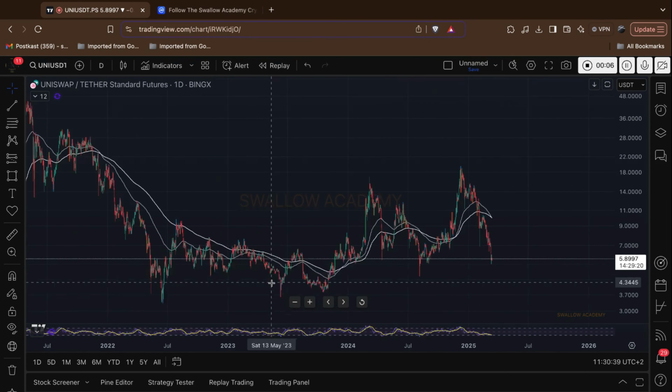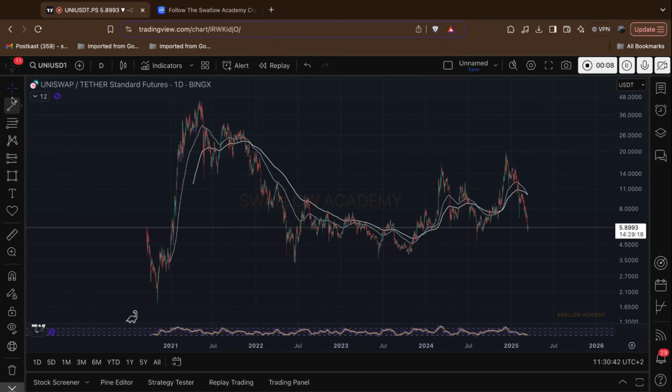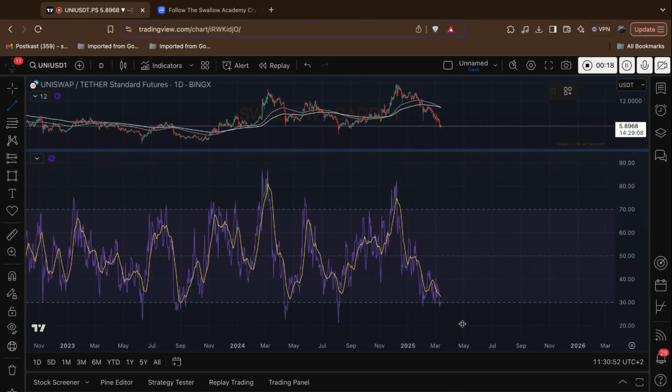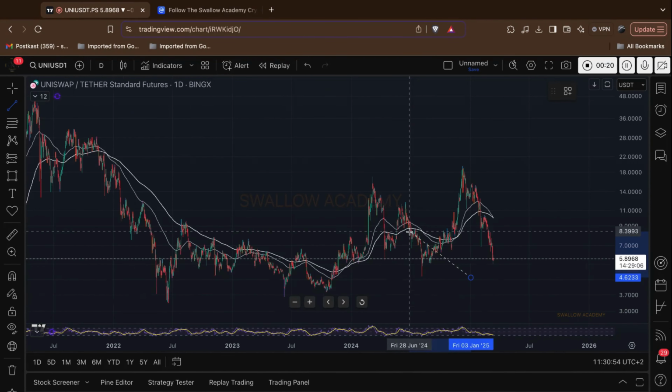Now, basically, overall, looking at the coin, there is nothing much to talk about, to be honest, because we are far away from the 200 and 100 EMAs on the daily time frame. RSI seems pretty weak right now, and price overall just seems pretty weak.